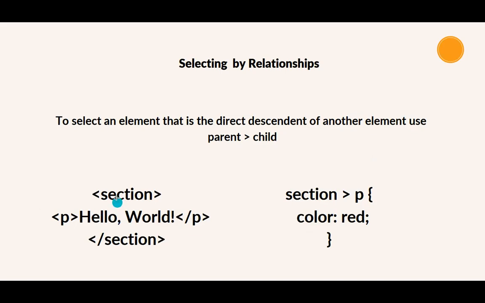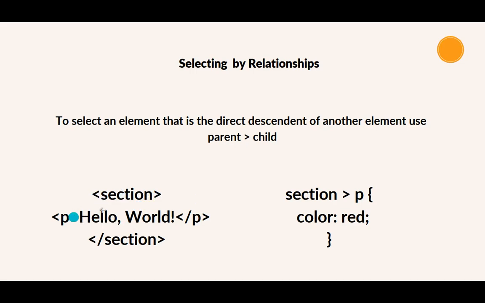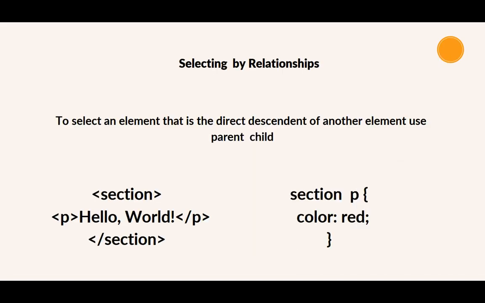When we say it's a direct child, it means it comes inside of it immediately. It's not nested in something else. So in this example, this paragraph is a direct child of this section. And one way we can target the paragraph is to use the direct descendant, and we specify that by using the greater than sign.